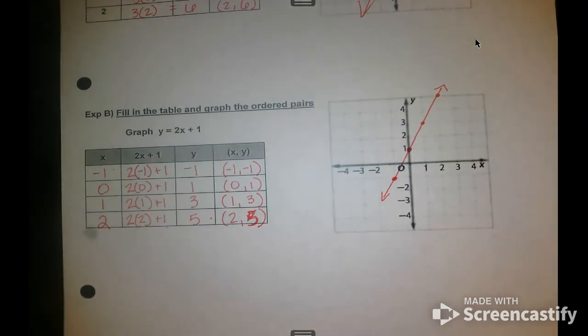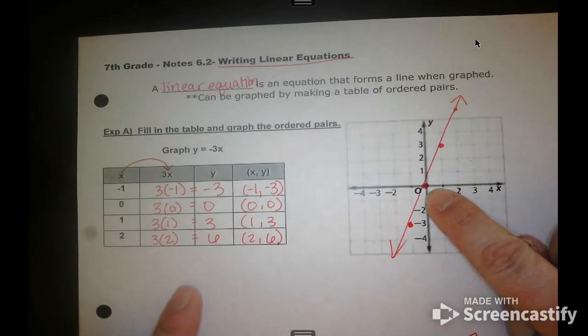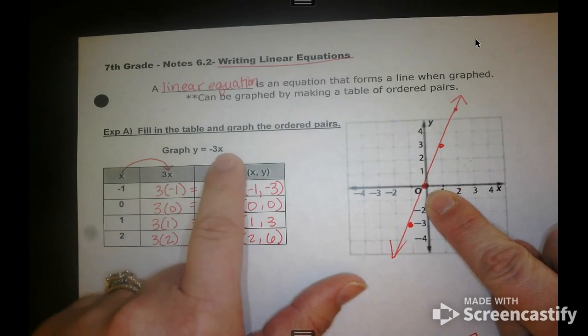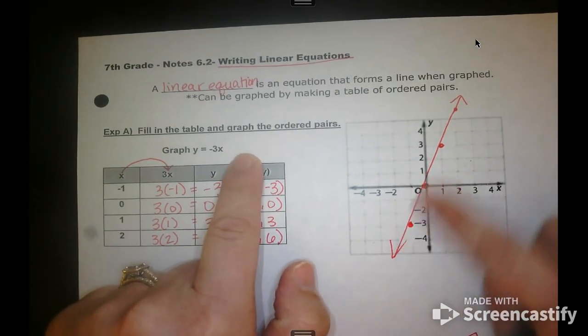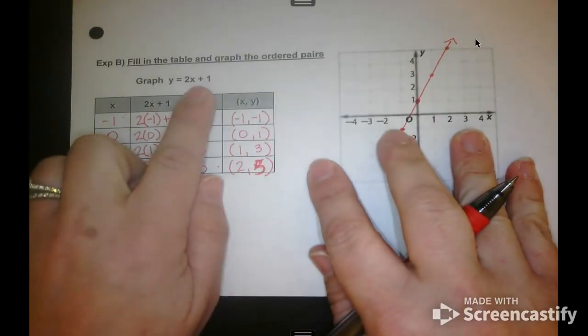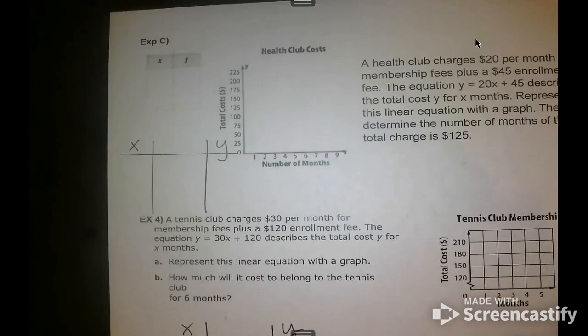Wait, so it doesn't have to go through the origin for any limit? No, that's proportional. If it asks if it's proportional, you would say this one is no, because it doesn't go through the origin. We talked about that in chapter 2. Like this one, did it go through the origin? Yes. Do you notice how this one didn't have a number after the x? If there is no number after the x, it's always proportional. If there is a number after the x, it's never proportional.